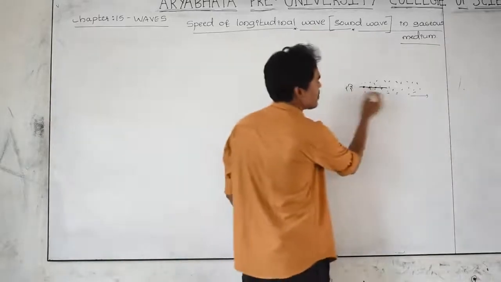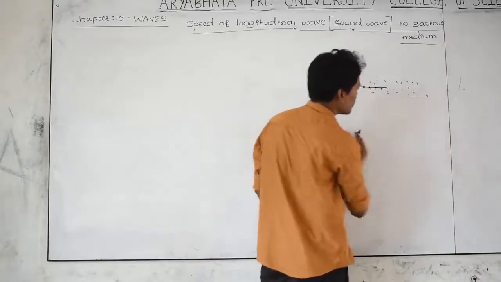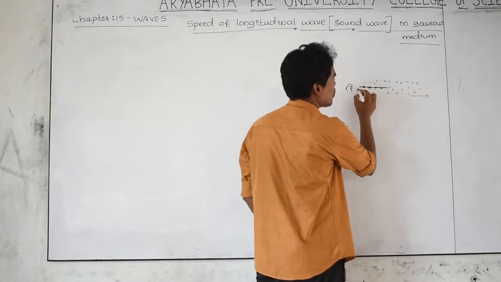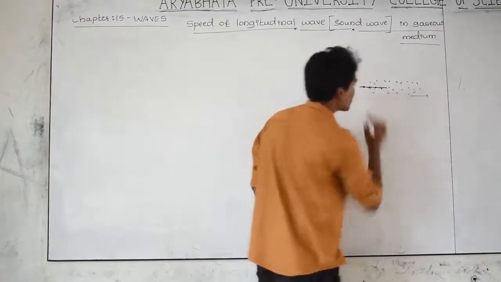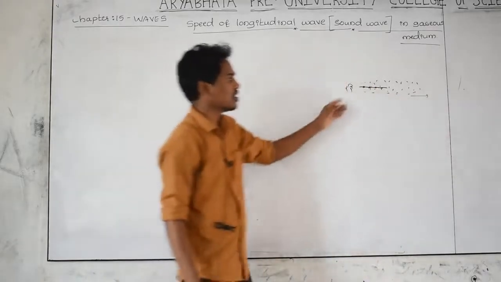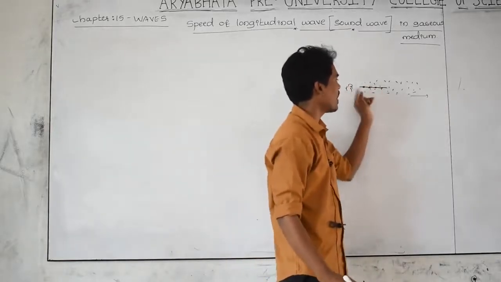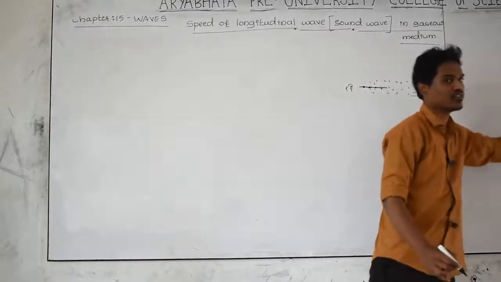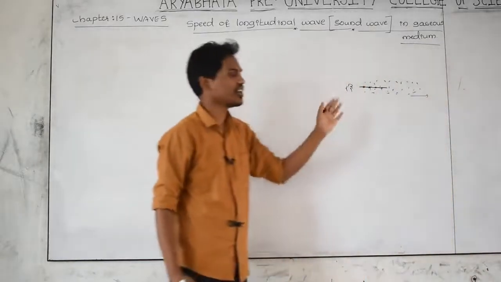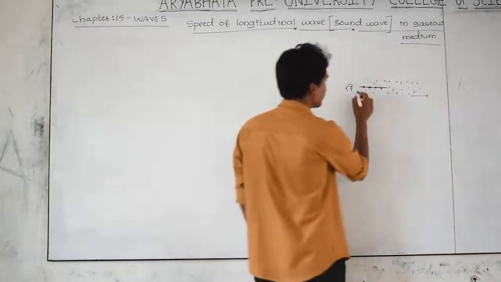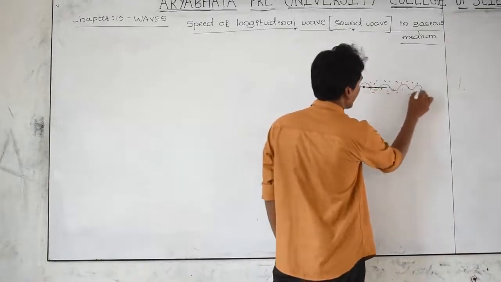The particle vibration is in the x direction and the disturbance is moving in the same direction. The angle theta between those is equal to 0 degrees. The air particles are vibrating in this direction and the sound is propagating in this direction. The angle between those two is 0 degrees. The sound is moving in the form of a wave.